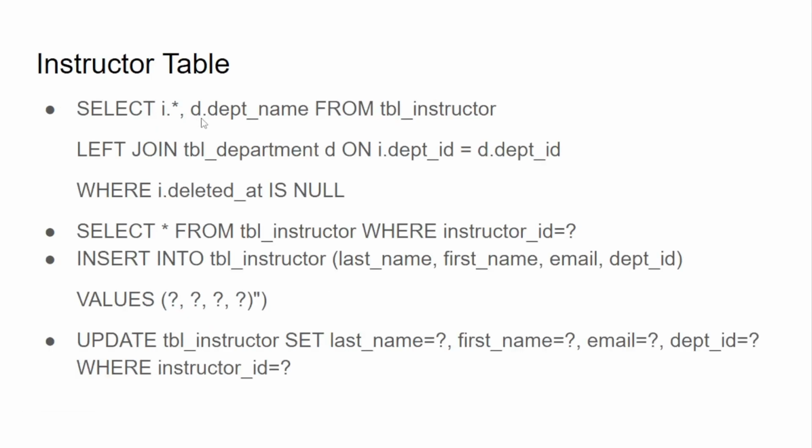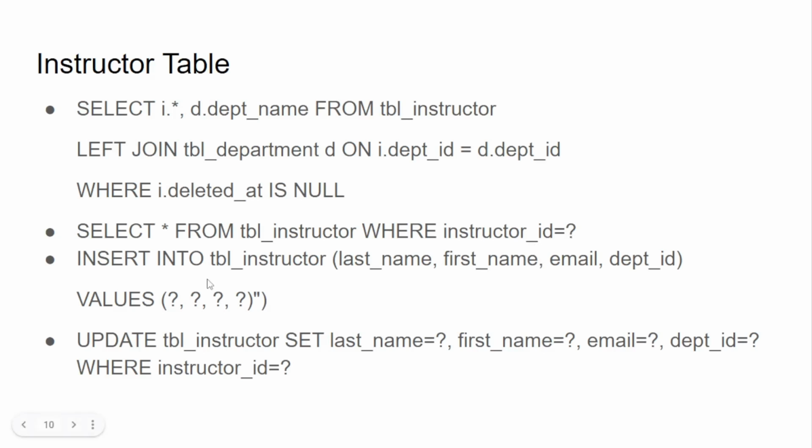Next is the instructor. So we selected all the columns from the instructor table. We also get the department name, and then we left join the table department to instructor table by using their dep id and also filtering it out. And with that, we're able to select the values, or get the values, depending on the instructor id.